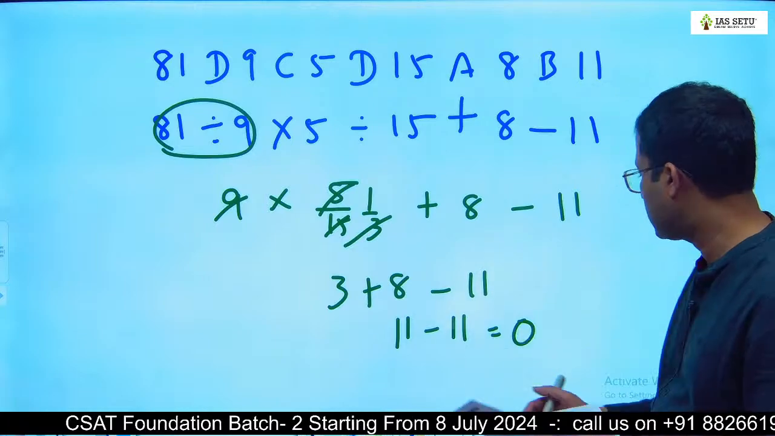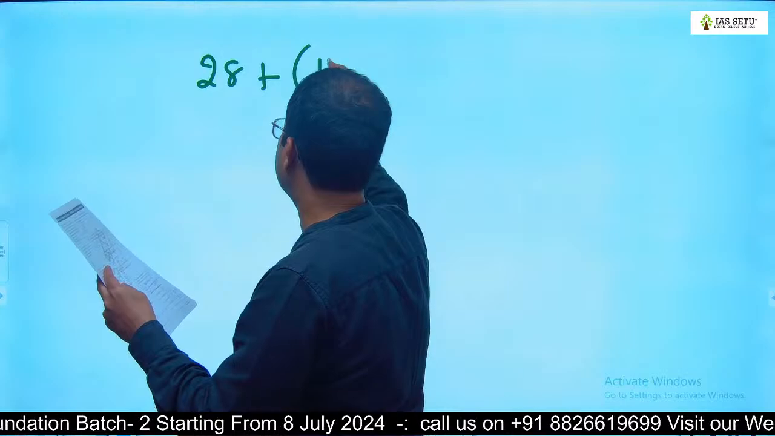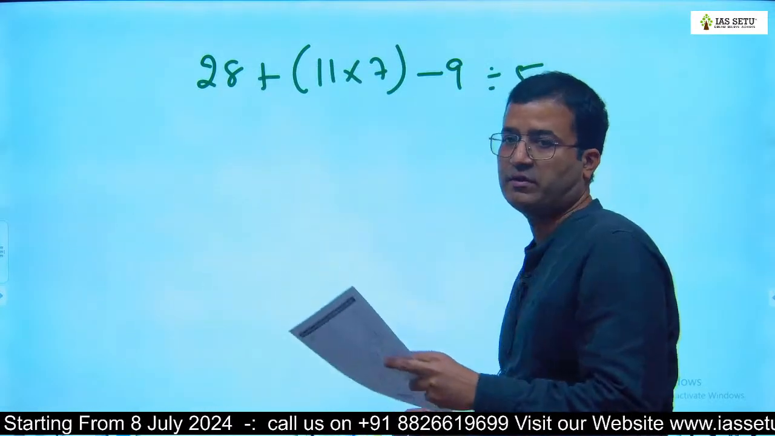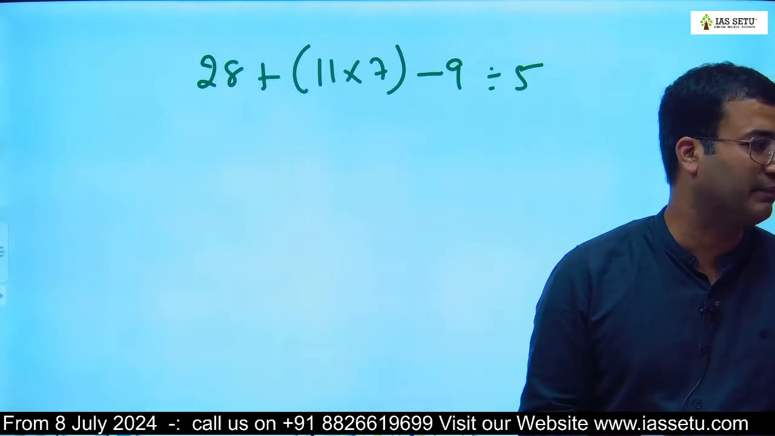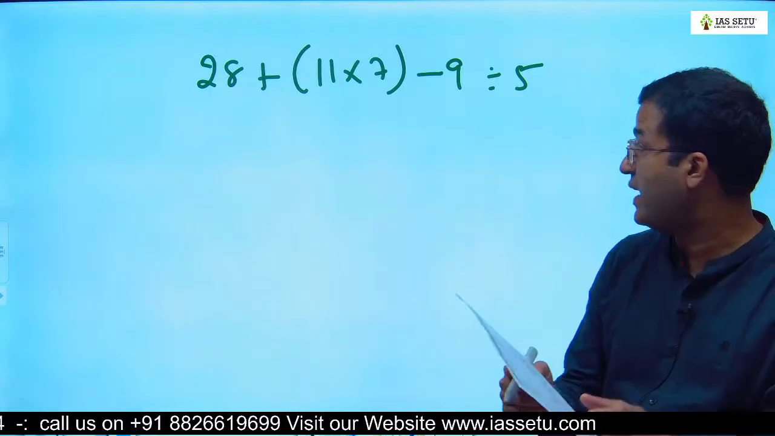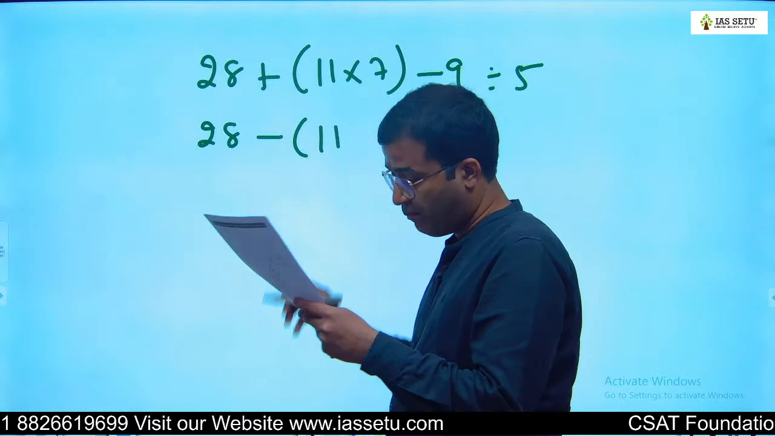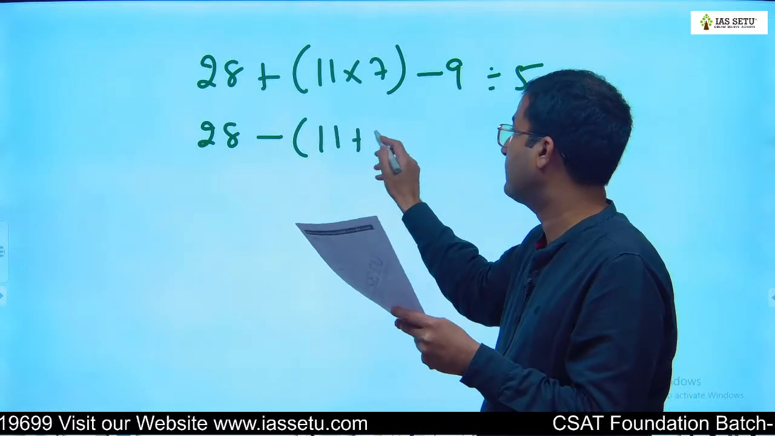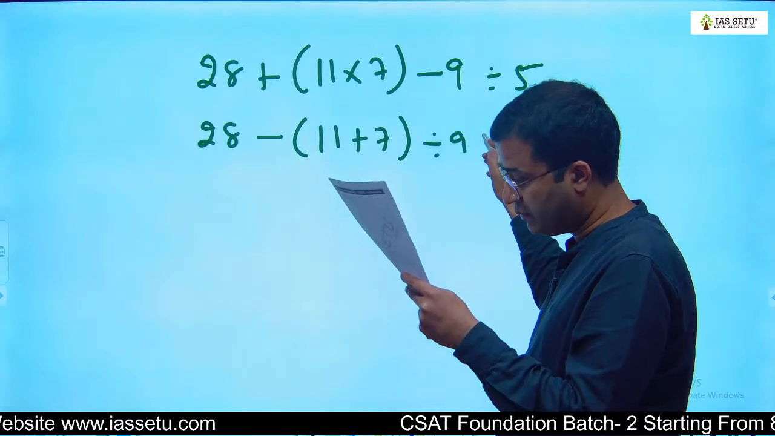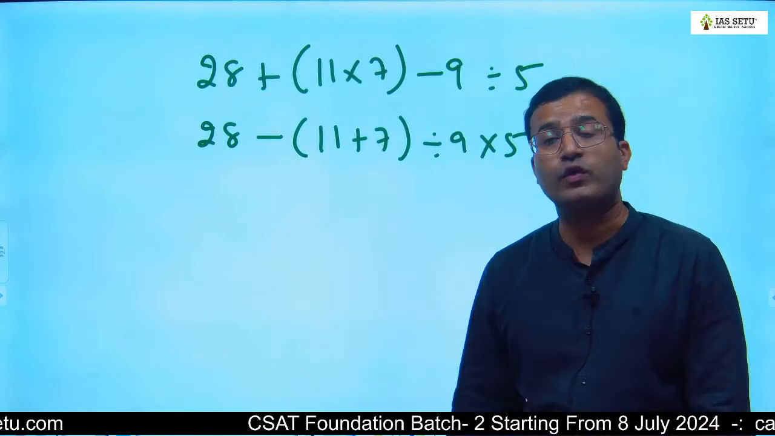Let me discuss question 10 once. 28 plus bracket 11 into 7 minus 5 divided by 5. Here we have to change the symbol. The symbol says that in the mathematical operation plus means minus. Here also there is plus, change it to minus. Multiplication means plus. Minus means divided. Division means multiplication.